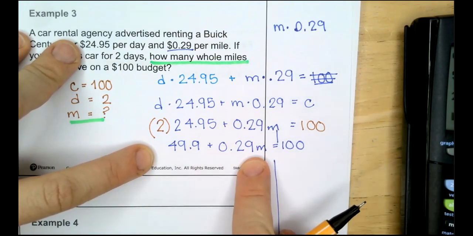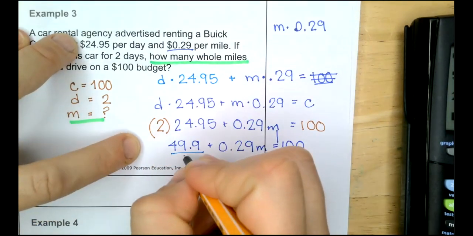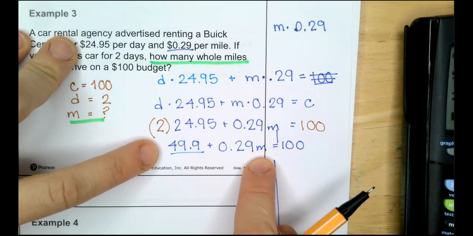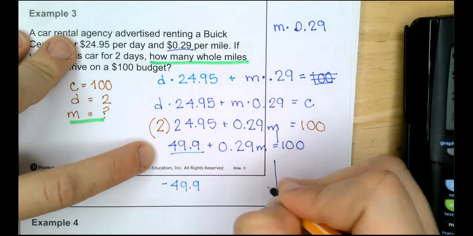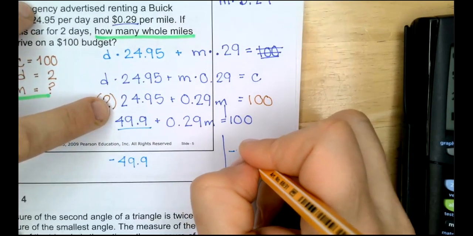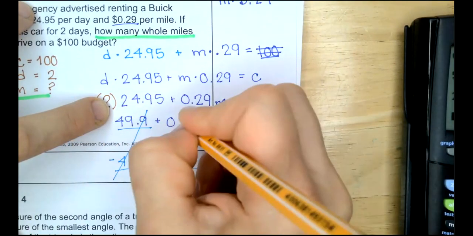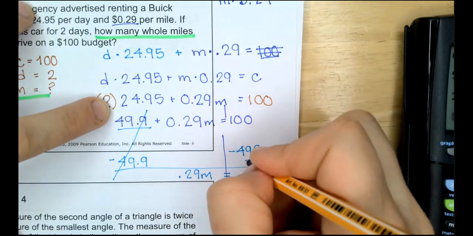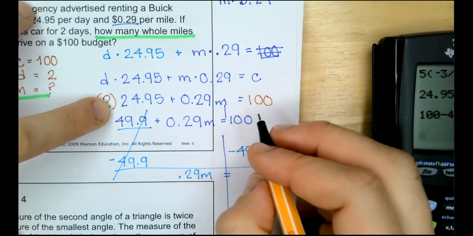So I want to isolate M. M is already on the left, so I'm going to move my constant to the right. Right now, M is having 49.9 added to it, so I'm going to subtract 49.9 from it. And then I'm going to subtract 49.9 from the other side as well. These cancel. I get 0.29M is 100 minus 49.9 is 50.1.